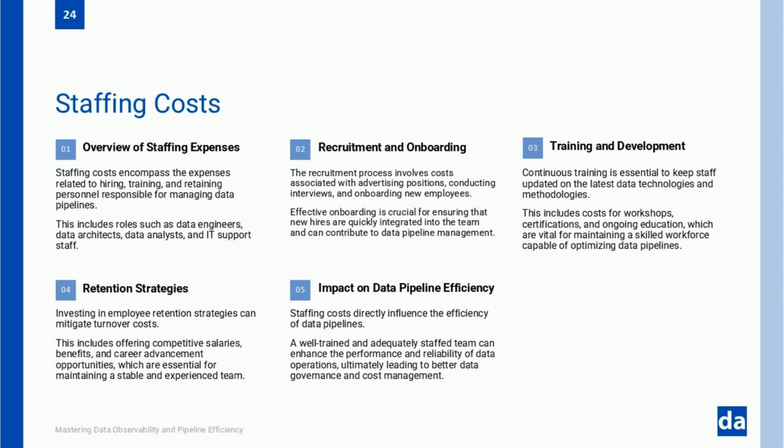Recruitment and onboarding. The recruitment process isn't just about finding the right talent, it's about integrating them effectively into your team. Associated costs include advertising roles, conducting interviews, and onboarding processes. Effective onboarding ensures that new hires contribute quickly and effectively. 3. Training and development. Continuous training keeps staff updated on the latest data technologies and methodologies. This includes costs for workshops, certifications, and ongoing education, key to optimizing pipelines and staying competitive.